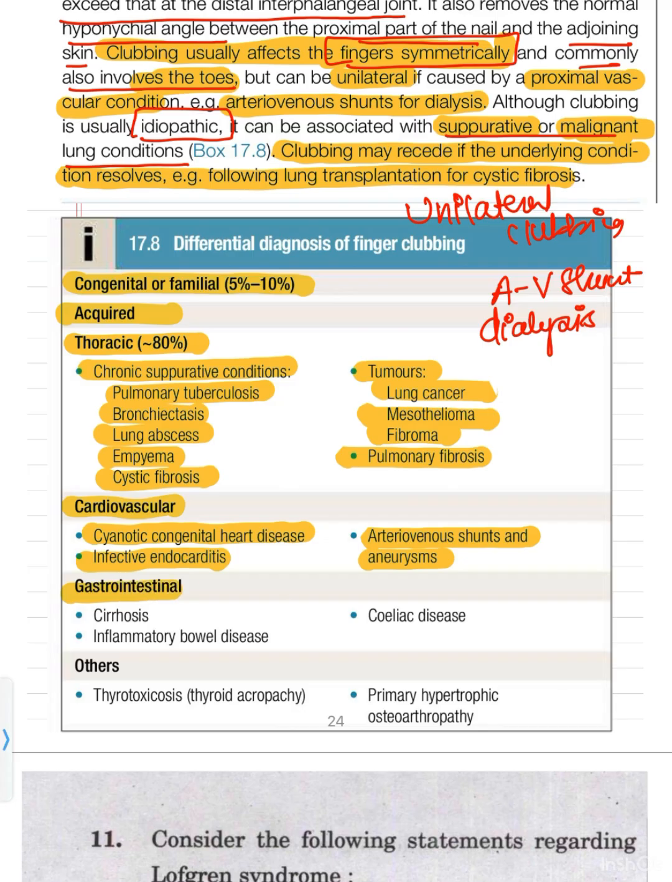AV shunt is made. In the case of GI conditions also, as a gastroenterologist, you should also see it, because it can occur in cirrhosis, it can occur in inflammatory bowel disease, and one of them can be celiac disease.